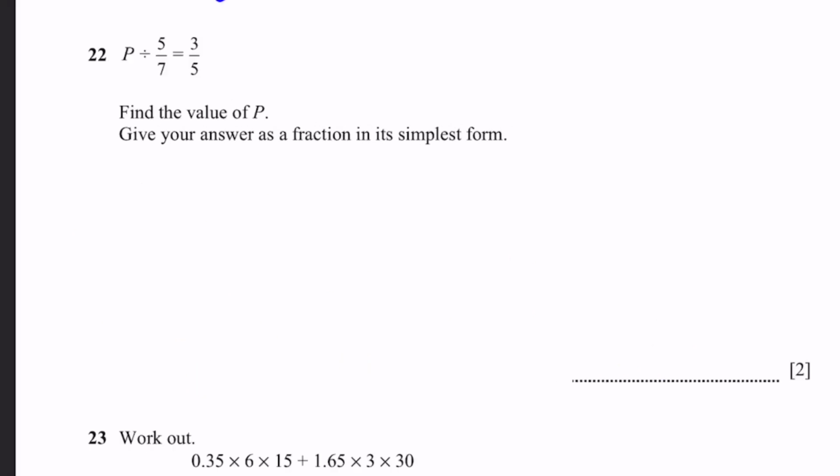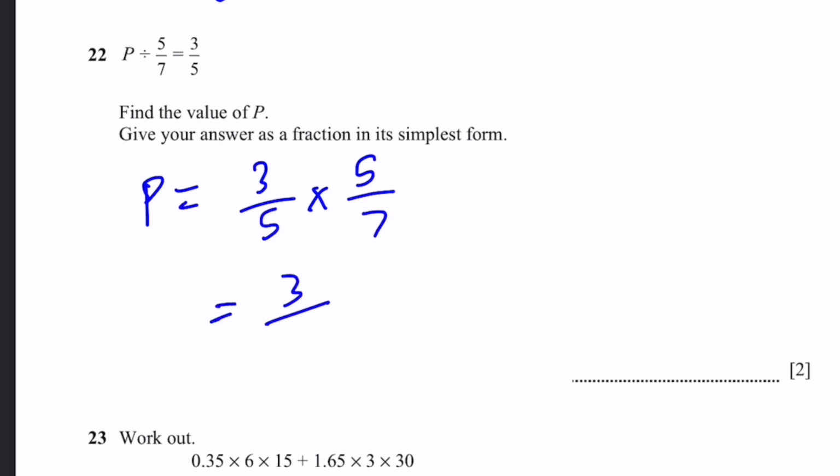That's the answer. Question 22. P divided by 5 by 7 equals 3 by 5. Find the value of P. That means that P is equal to 3 by 5 into 5 by 7, which is equal to 3 by 7. That's it. Just 3 by 7.